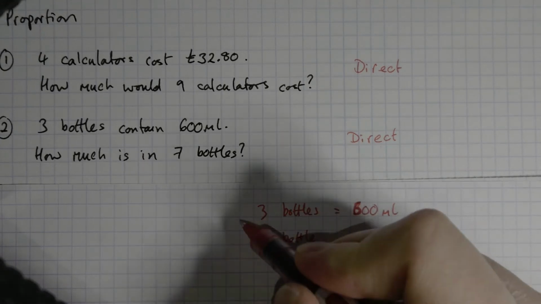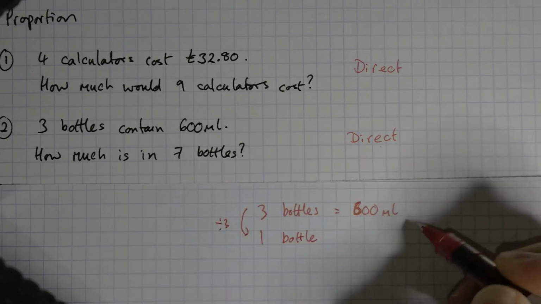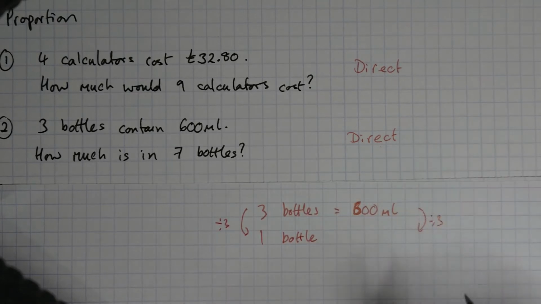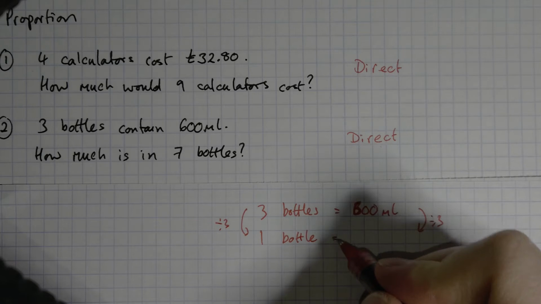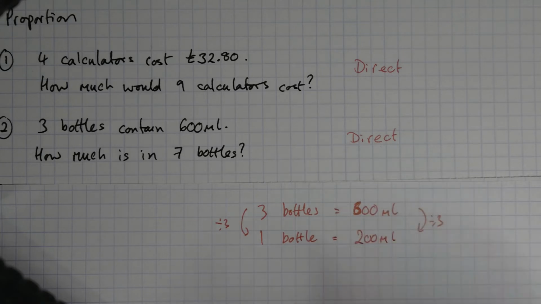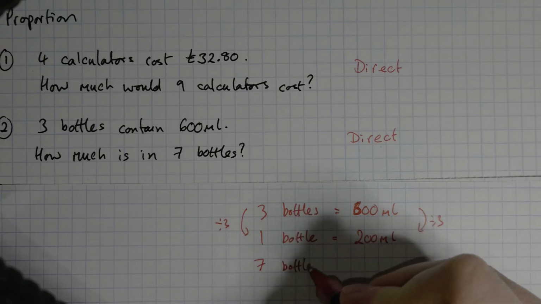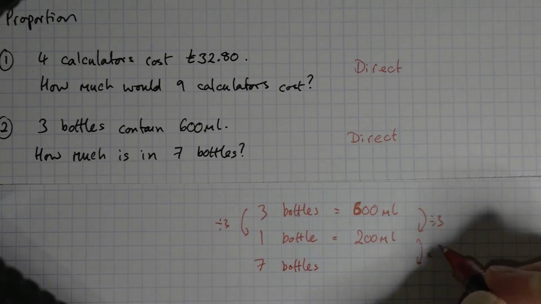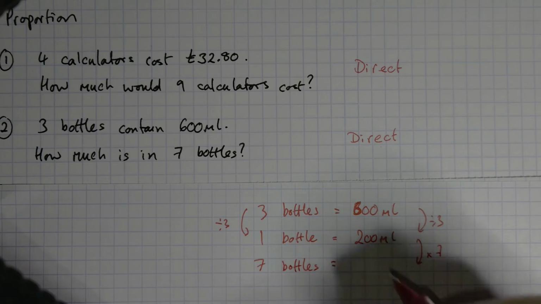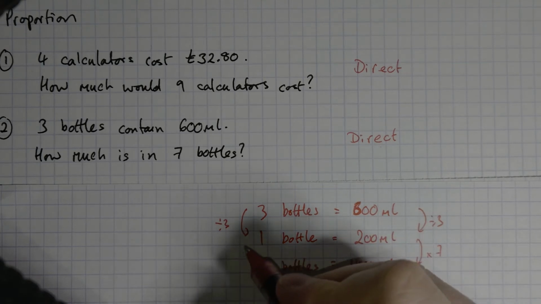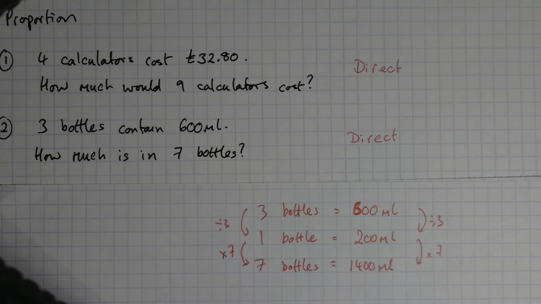Now to get from 3 bottles to 1 bottle, that's just divide by 3. So divide this by 3 as well. That's easy in my head. 600 divided by 3 is 200. And if I want to know 7 bottles, that's multiply by 7, isn't it? Multiply both sides by 7. 200 times 7 is 1400 millilitres. So multiply both sides by 7 there. Okay.